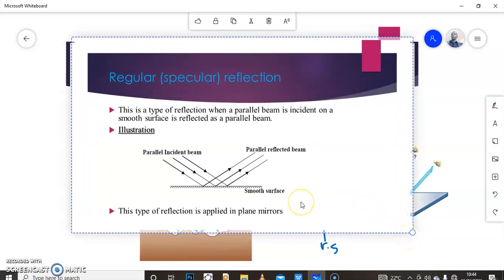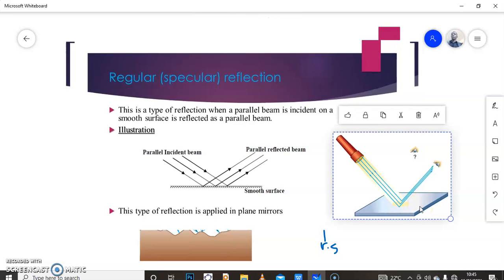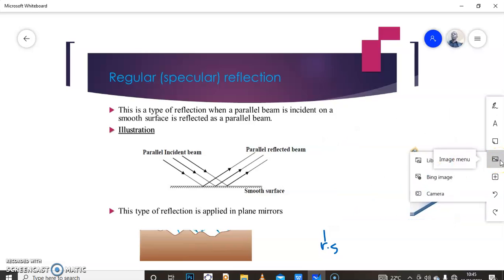So what is regular reflection? Regular reflection is a type of reflection when a parallel beam of light is incident on a smooth surface and it is reflected as a parallel beam. The example is already there, and we are saying that this one applies in plane mirrors. It is because of regular reflection that we are able to see our images in plane mirrors.